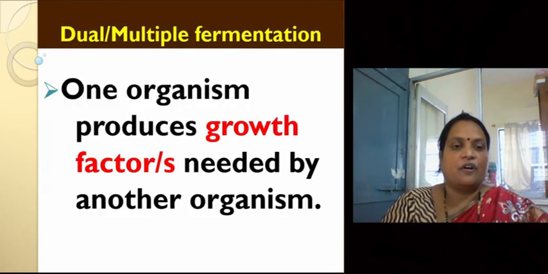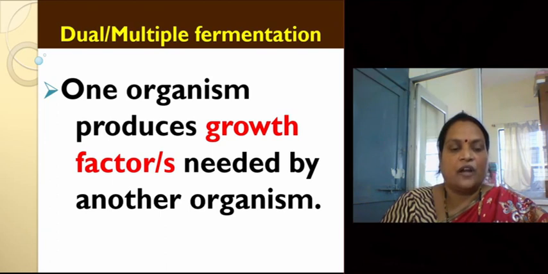The third purpose of dual or multiple fermentation is that one organism produces growth factors that are needed by another organism. Suppose our production strain is auxotrophic in nature. Auxotrophic means it requires one or more growth factors for its growth. These growth factors should be supplied through the medium. Now, instead of supplying these growth factors to the medium, what we do is add one more organism which will act as the factory to produce the required growth factor.